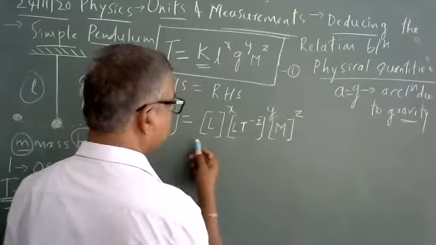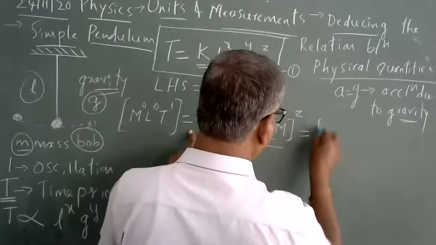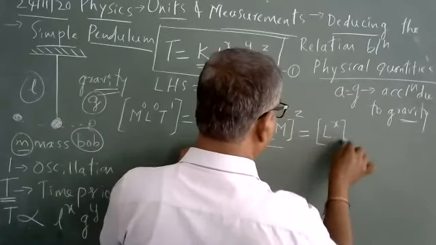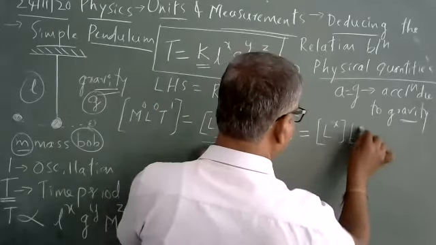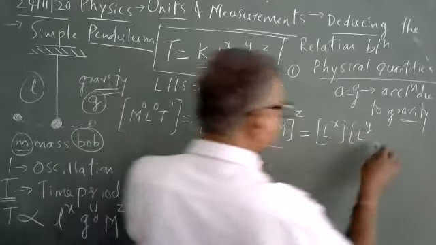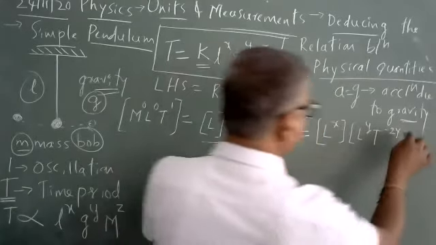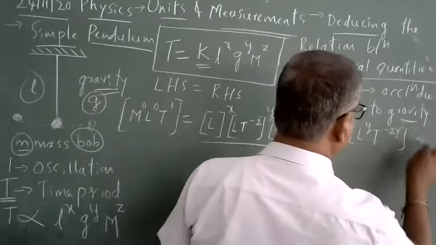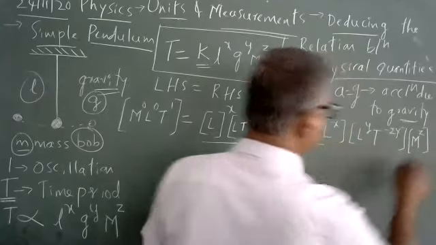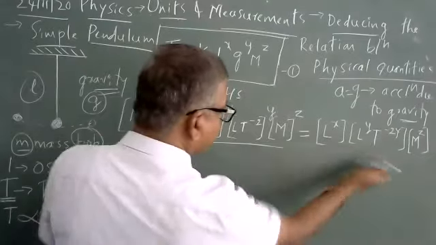So everything I need to simplify. This equation is equivalent to L raised to x, then again L raised to y, then T raised to minus 2, with power y, so it becomes T raised to minus 2y. Finally, it is M raised to z. I think it's visible. Yes, everything is. Now let me take this example and finish it.